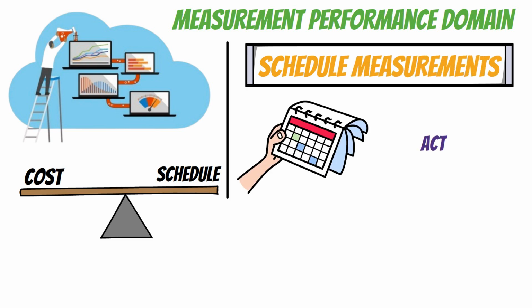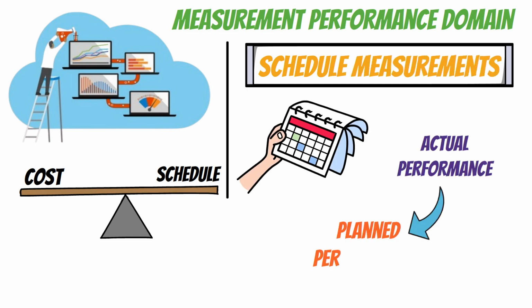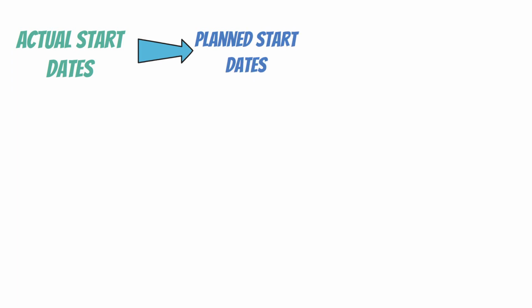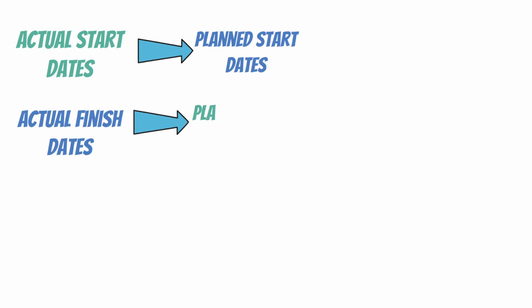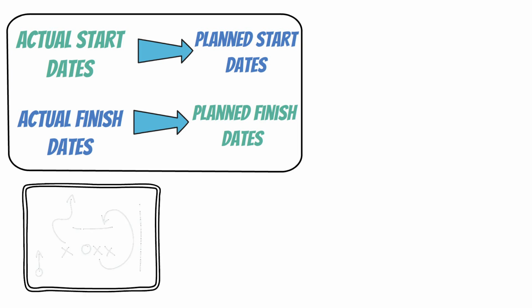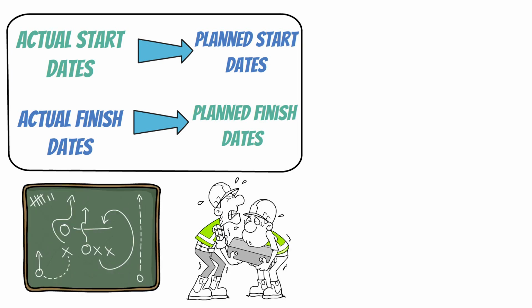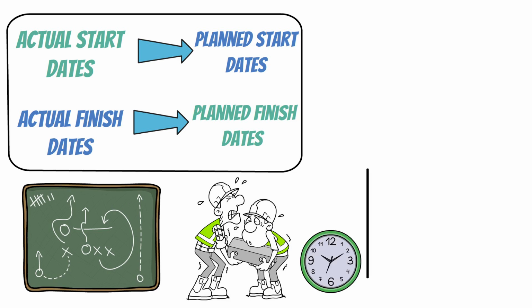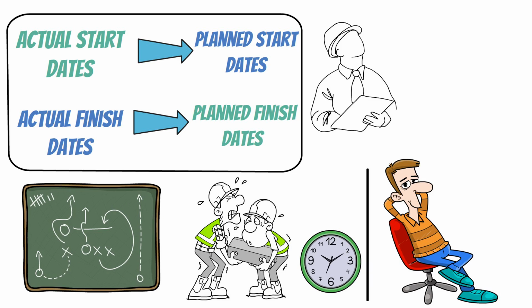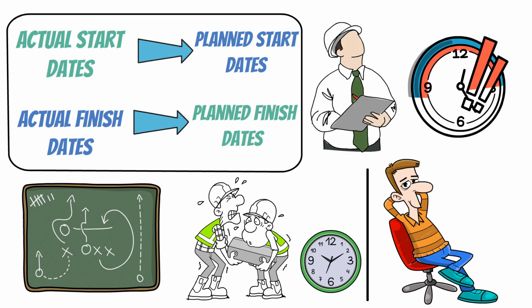Most schedule measures track actual performance to planned performance related to things like the following: comparing the actual start dates to the planned start dates and the actual finish dates to the planned finish dates. This can measure the extent to which the work is accomplished as planned. There is the actual effort and duration that is compared to the planned effort and duration. This indicates whether estimates for the amount of work and the time the work takes are valid.